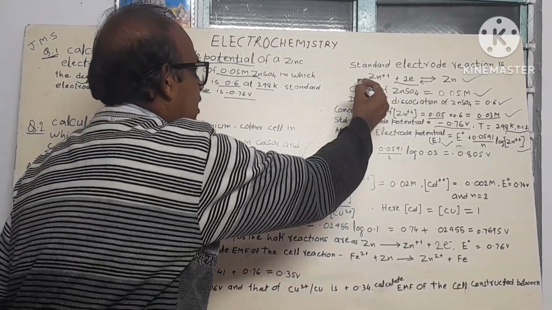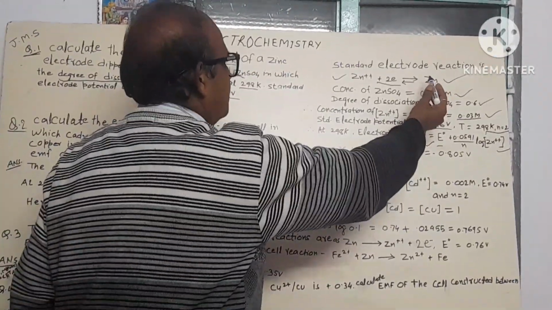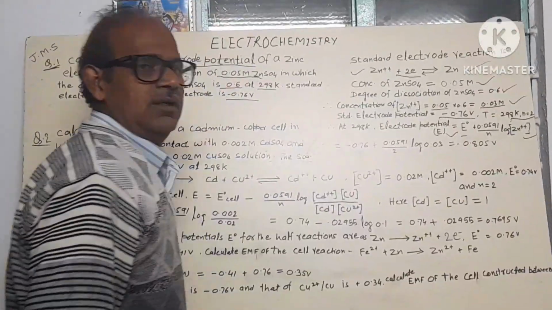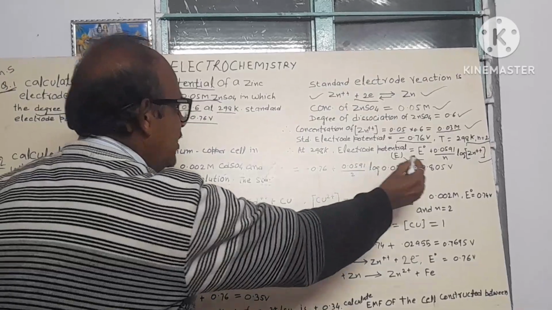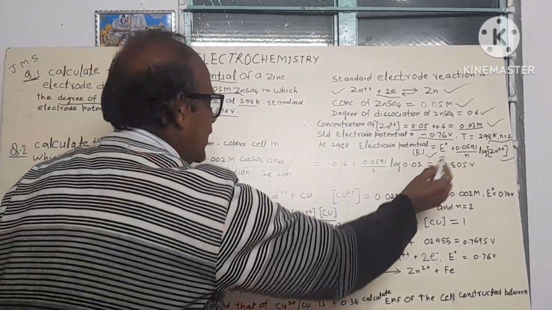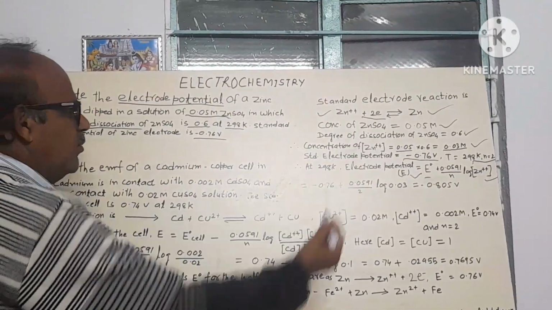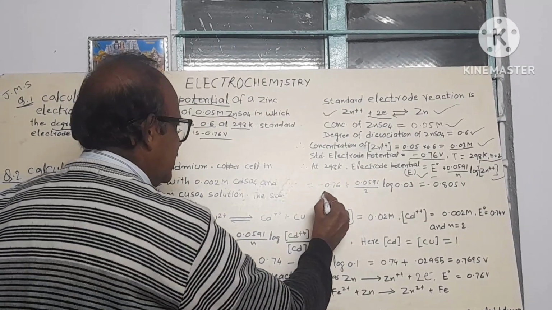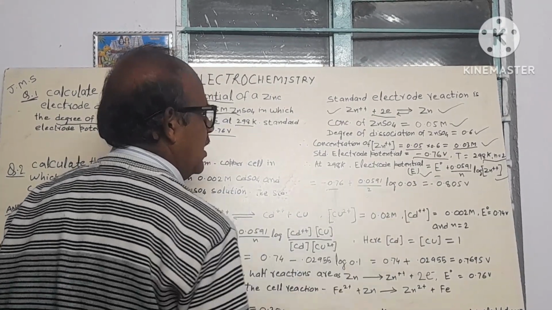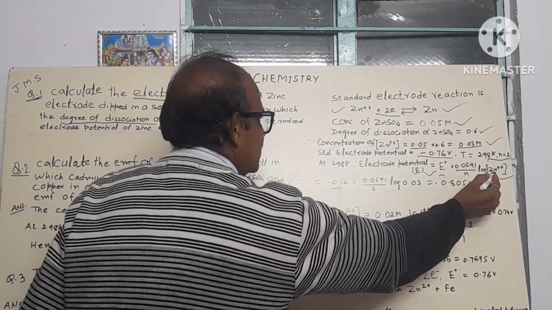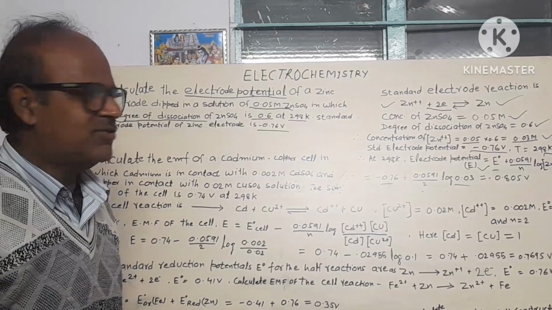If you write this reaction, then Zn will go up and Zn ion will be down, product divided by reactant. But if you reverse, then the sign will change; minus will become plus. After that, nothing is there. Just put the value of all. The standard electrode potential is given. You put 0.0591 divided by n, where n is equal to 2, and log base 10 of the zinc ion concentration, which is given as 0.03. Then you can easily solve it.